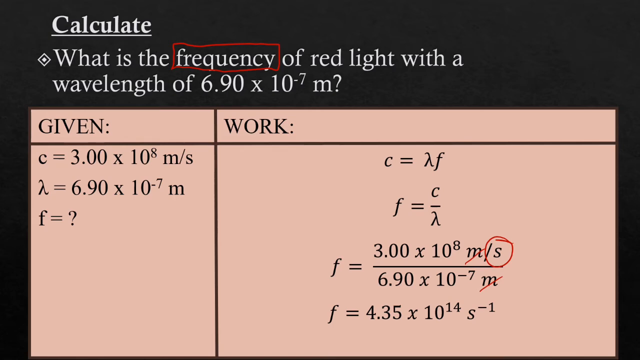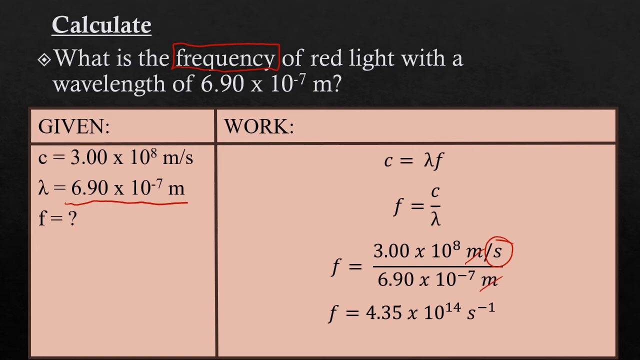So you always round to the fewest sig fig because all we're doing is dividing. You will never use constants when deciding how to round, so we will never count constants, y'all. Our constant is that 3.00 times 10 to the 8. We're not going to take that into consideration. So the only number that I'm going to be counting is the given number, which is 6.90 times 10 to the negative 7.